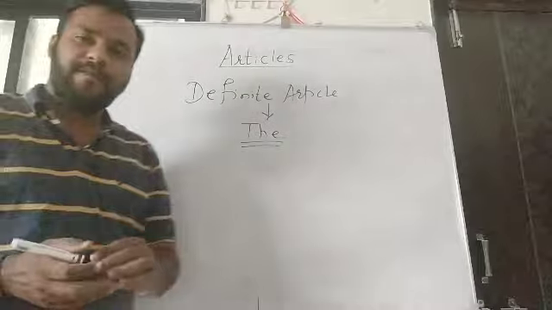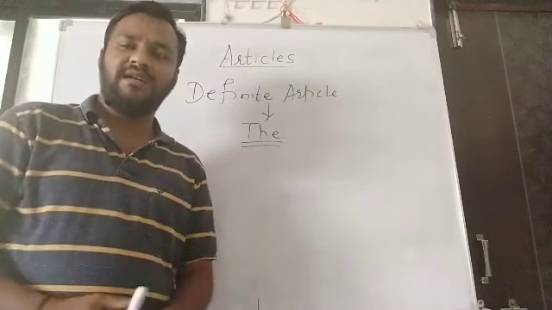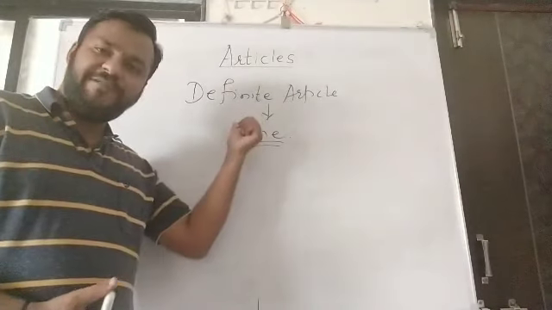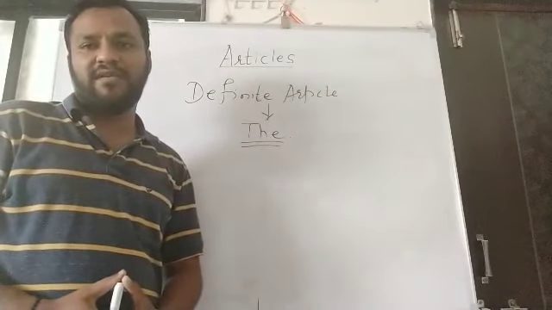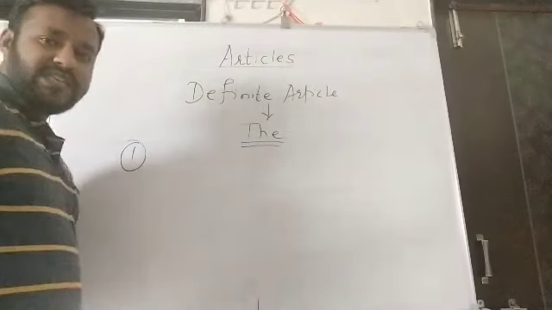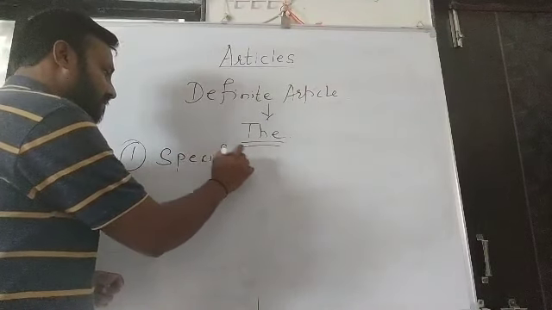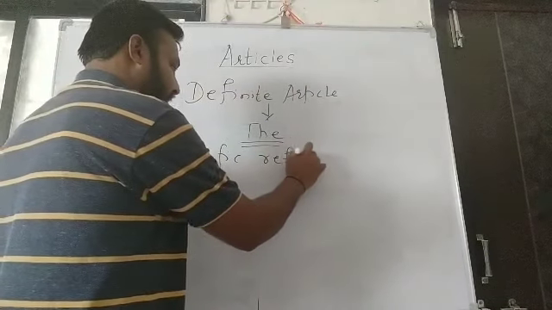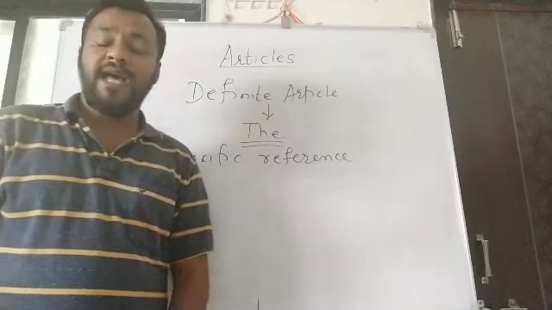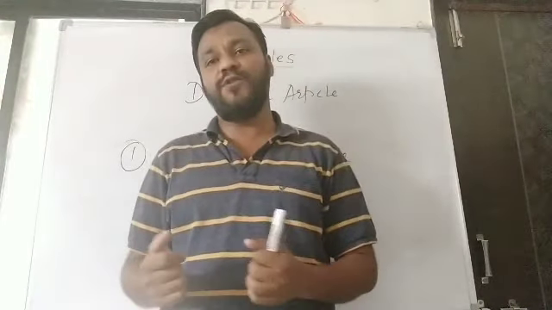See friends, there are only 3 articles in the English language, a, an and the. Indefinite, a and an, we have already discussed. Now the definite article the, we are going to discuss. The first use of article the is what? We need a specific reference. Unless and until we have a specific reference, we are not supposed to use the article the.